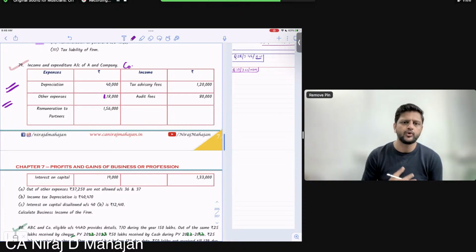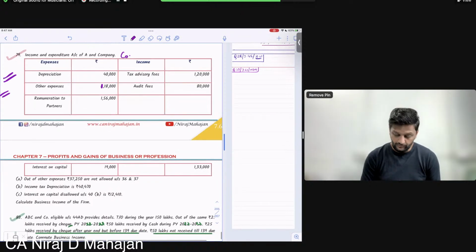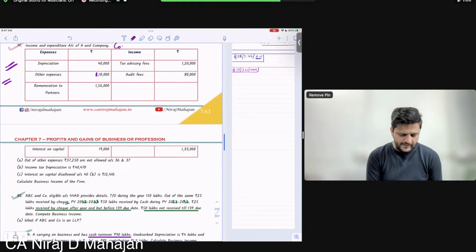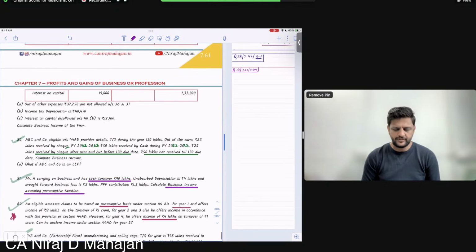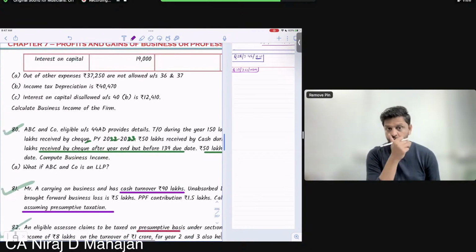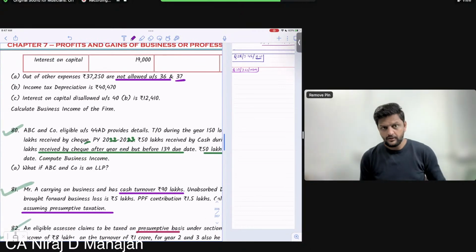Interest on capital, fine, no problem. Is that a net loss? I think that is a net loss, no? Anyway, out of other expenses of 1,18,000, the figure of 37,250 is not allowed under section 36 as well as 37. Not allowed means it is disallowed expenditure. What will you do? We will add it in the profit or no?